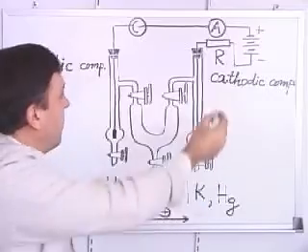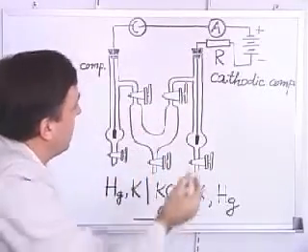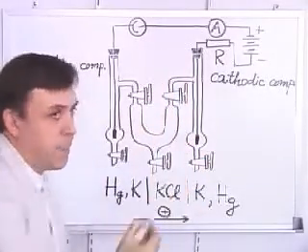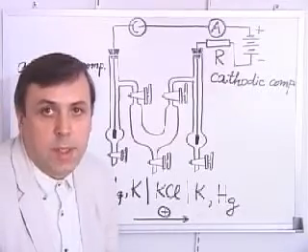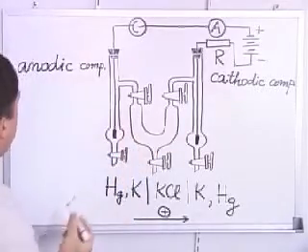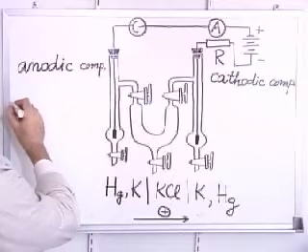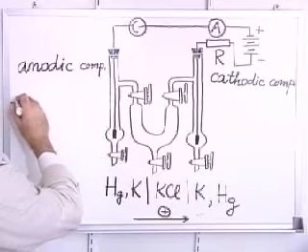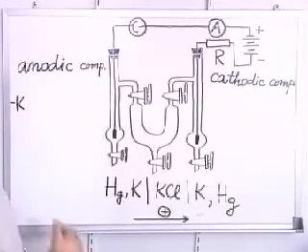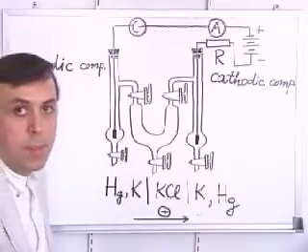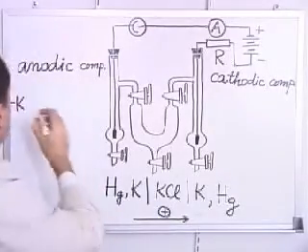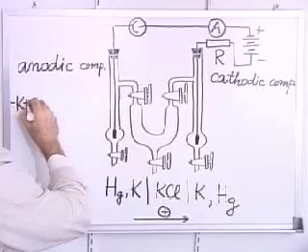After passing 1 Faraday of electricity, or 1 mole of electricity, through the system, the following changes take place in the anodic and the cathodic compartment. In the anodic compartment, the anode itself loses 1 mole of potassium, which leads to the appearance of 1 mole of potassium ions in the anodic compartment.